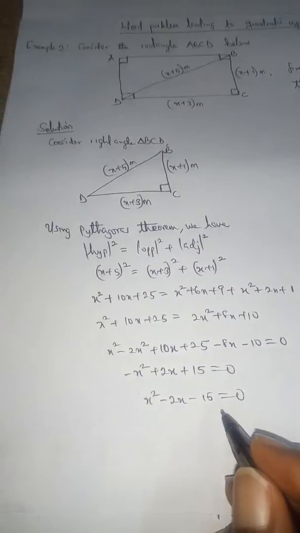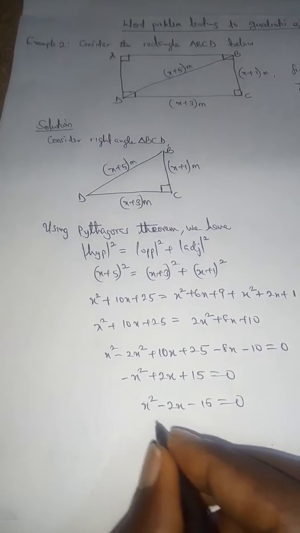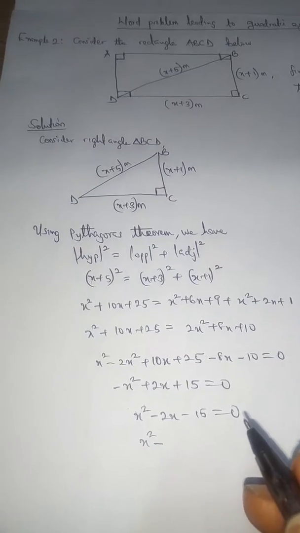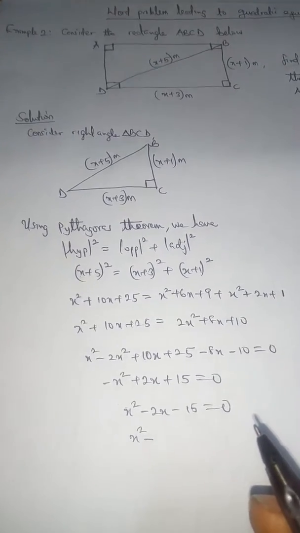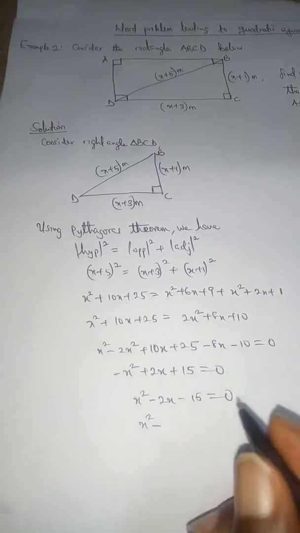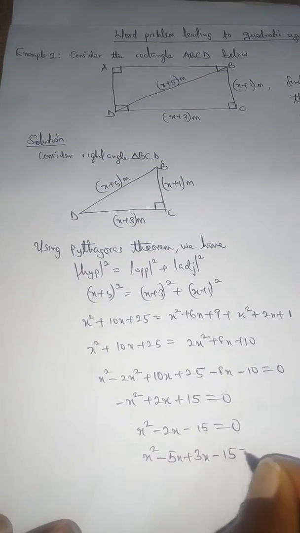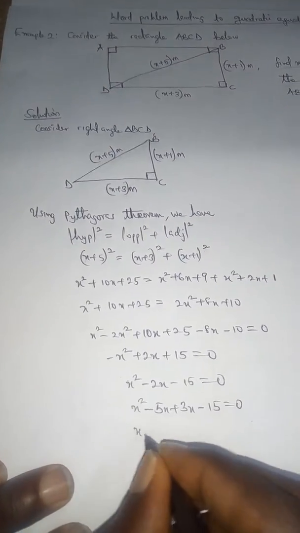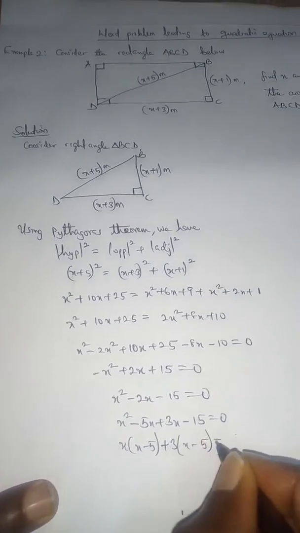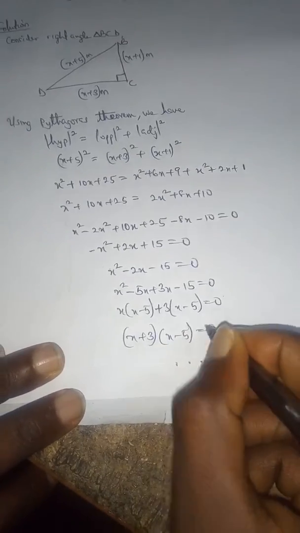In the previous video, we explained how to factorize a quadratic equation using the factorization method. So from here we have x squared minus 2x minus 15. Think of two values that when you multiply you get minus 15, and when you add you get minus 2. That will give you minus 5x plus 3x equals 0. So we have x plus 3 bracket x minus 5 equals 0.